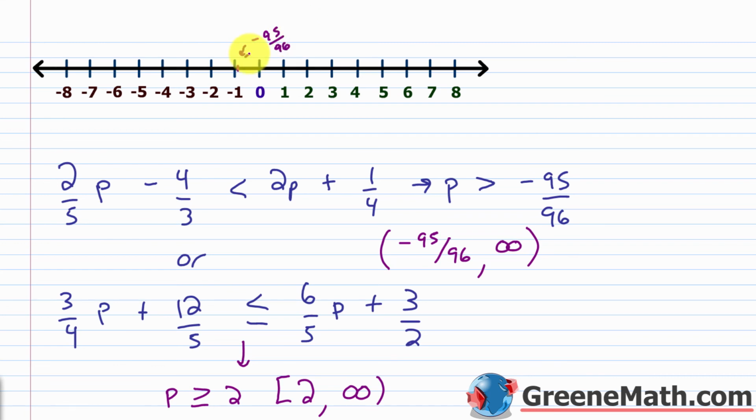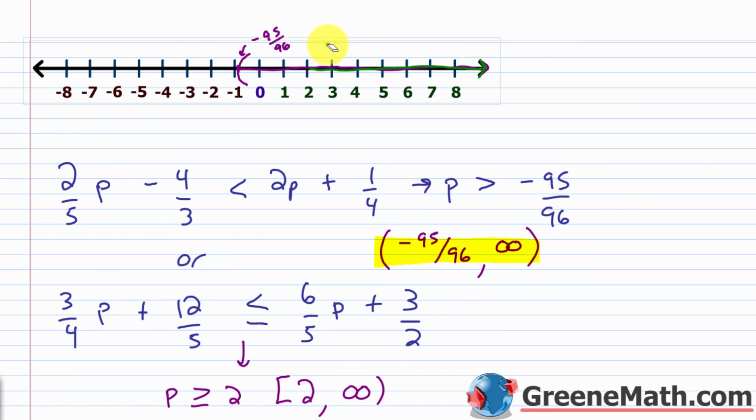So I'd put a parenthesis facing to the right, and I'd shade all of this. Now, the other one was anything greater than or equal to 2. So that would be right here, and I would shade everything to the right. Now, for the compound inequality, it could be a solution to either. So we would go with this solution right here because it encompasses both. It encompasses this one and this one.